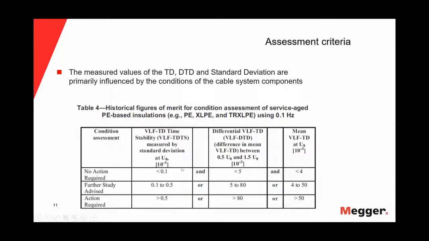VLF TD, so this is actually backwards from what we've shown, but this will be the first slide. Mean VLF TD at operating voltage less than 4 would be no action required. 4 to 50, further study advised. Greater than 50, action required. This would be our DTD, the difference in mean at 0.5 to 1.5 U0. Less than 5, no action. 5 to 80, further study advised. Greater than 80, action required.